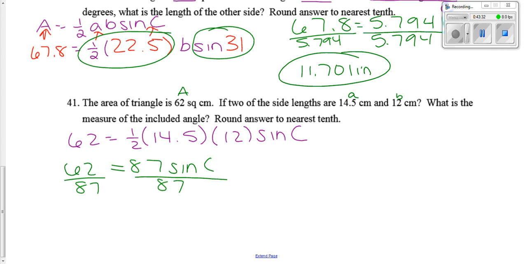Sorry guys, the board's being weird. As soon as the board stops being weird, we can finish this problem up. Cool. All right.